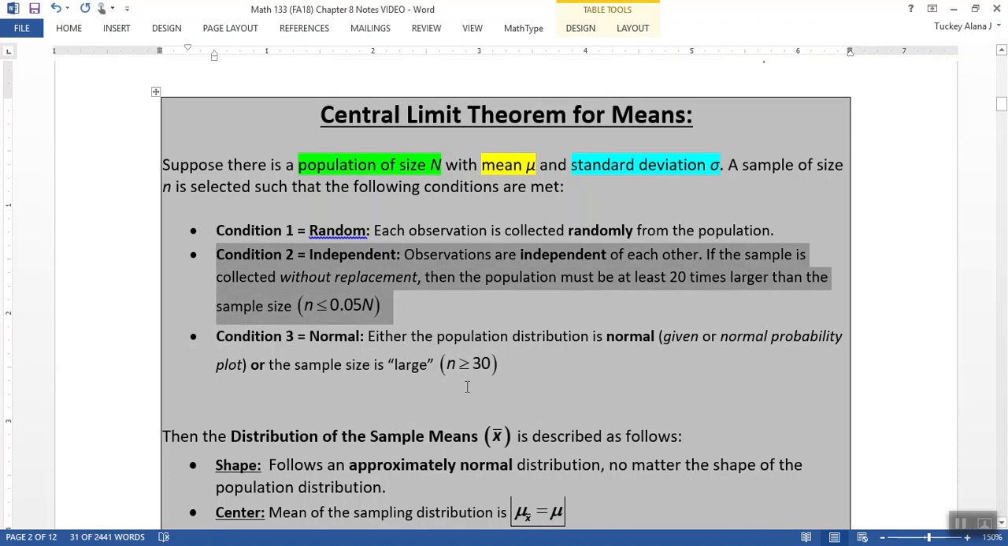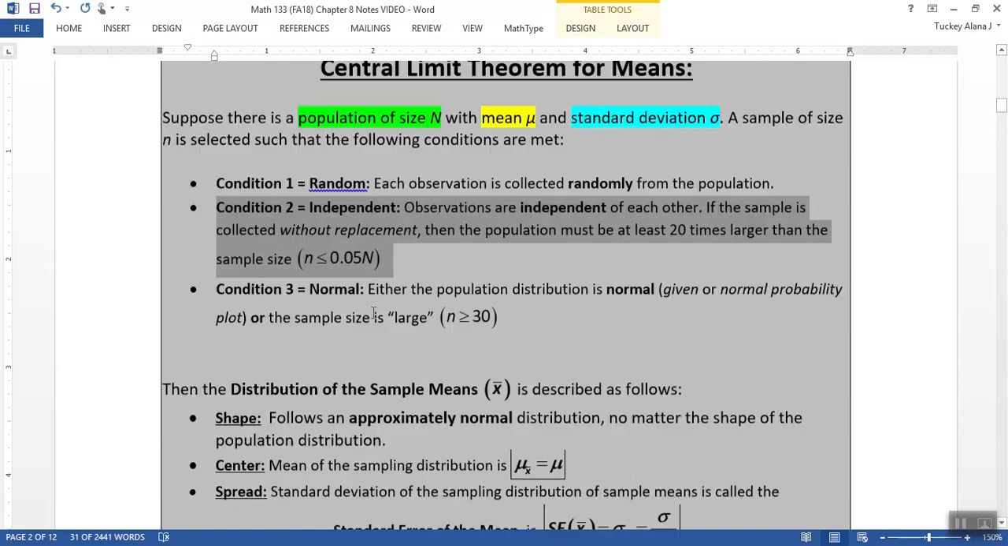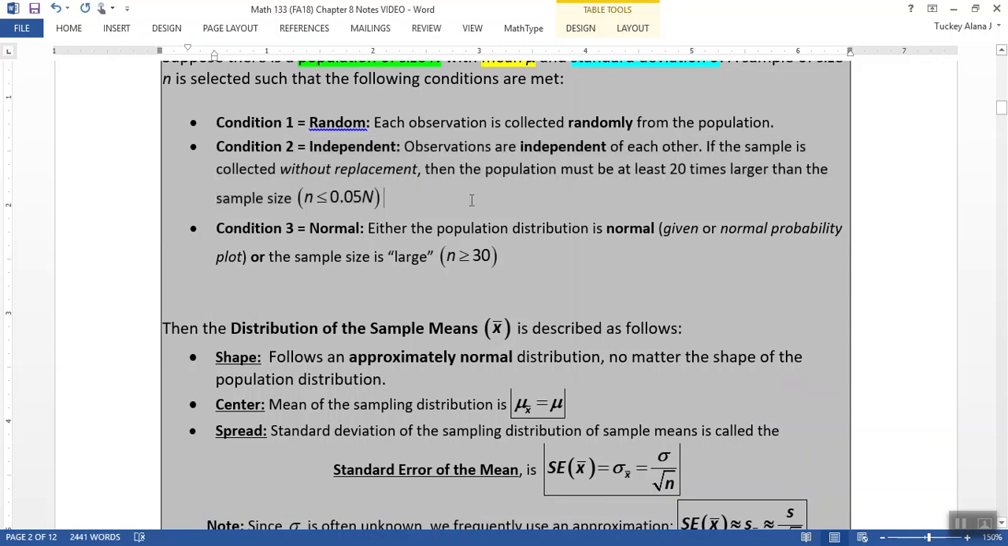Namely, we need our samples to be independent, our observations to be independent. If the sample is collected without replacement, then the population must be at least 20 times larger than the sample size. In other words, the sample size, little n, must be less than 0.05, which is 5%, of capital N, the population size. So let's think about this for just a second. We're actually saying we need a small sample, well, not that small, but smaller than 5% if they're taken without replacement.